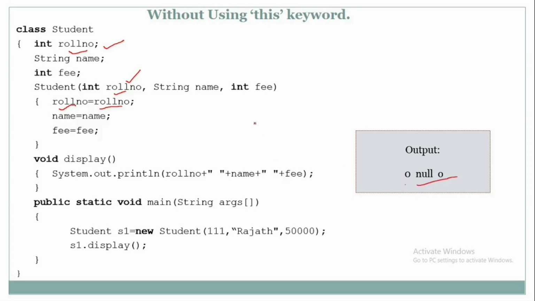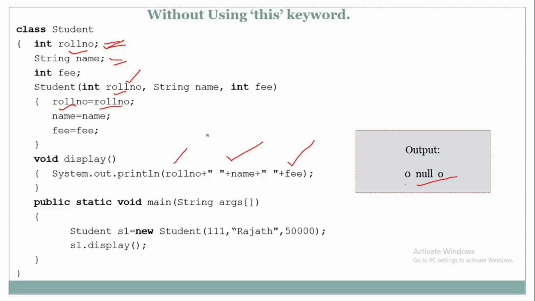The reason is the default value of the instance variable roll number is 0, the default value of name is null, and the default value of fee is 0. What exactly happens in the parameterized constructor is that the local variable roll number is initialized to itself. It has not been initialized to the instance variable. That's the reason when I display the values, it will print the default values of the instance variables.